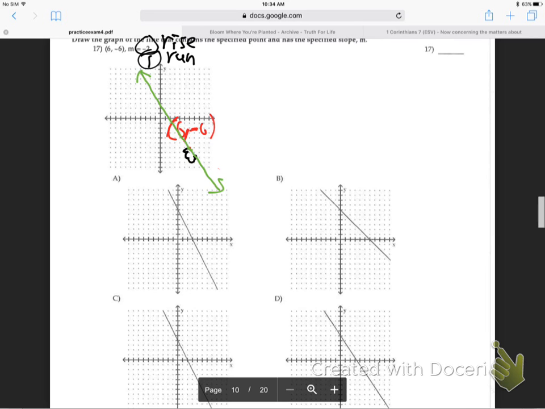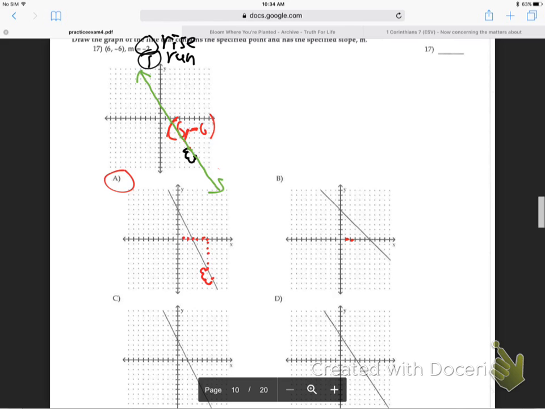Here we go. Over 6: 1, 2, 3, 4, 5, 6. Down 6: 1, 2, 3, 4, 5, 6. So there's the dot over 6, down 6 right there. And then from there, you're supposed to be able to go down 2, over 1. Yeah, that looks good, doesn't it? Looks perfect. So A looks good to me. I'm thinking A. Let's go look at B.